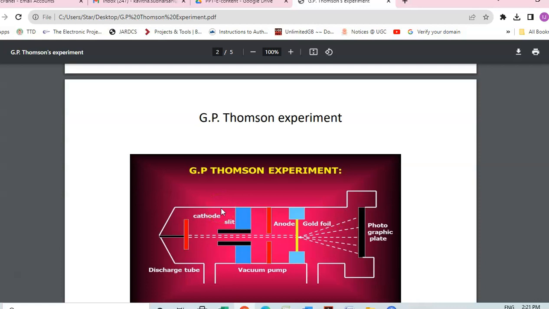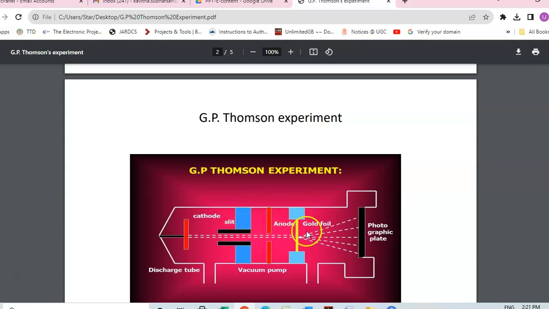The electrons are produced from a heated filament F and accelerated. Here it is, the filament F. It acts as a cathode, and the electrons are accelerated through a high positive potential given to the anode. These high energy accelerated electrons pass through the high positive potential given to the anode.